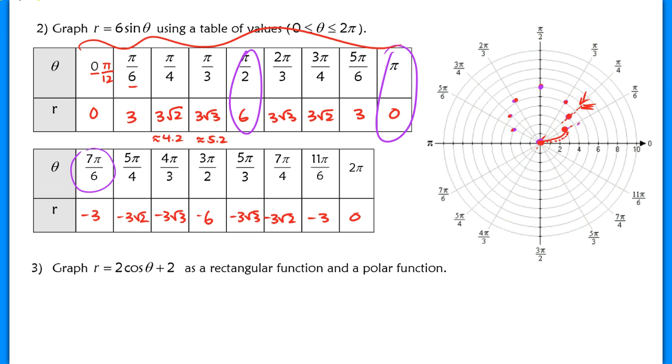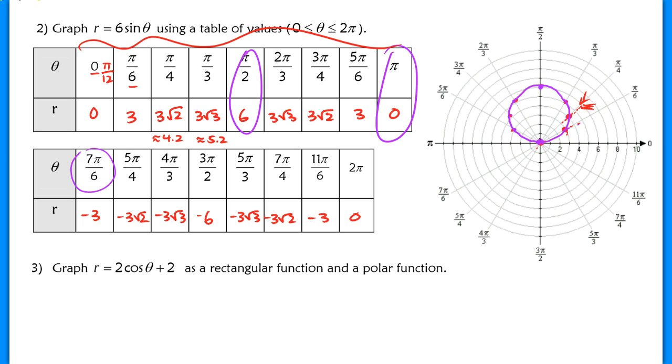We don't just connect them with a straight line, that's absolutely wrong, because as theta is increasing, R is increasing. I can demonstrate this physically with you guys tomorrow if you're confused at all on why I'm graphing it with a smooth curve here. But for right now, just take my word for it that we're going to graph these with smooth curves, and we end up forming a circle.